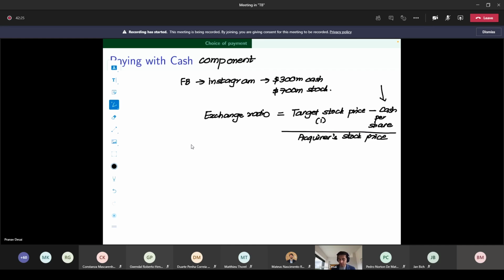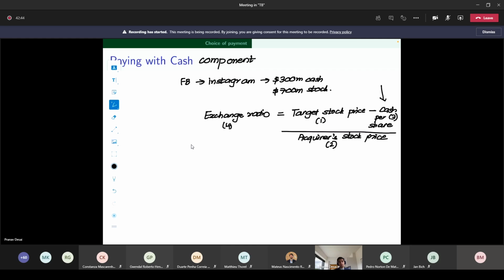First, calculate the stock price of the target, then calculate the acquirer's stock price, then subtract the cash per share, and then you end up with the exchange ratio. So when you pay with a cash component, that's how we calculate the exchange ratio.